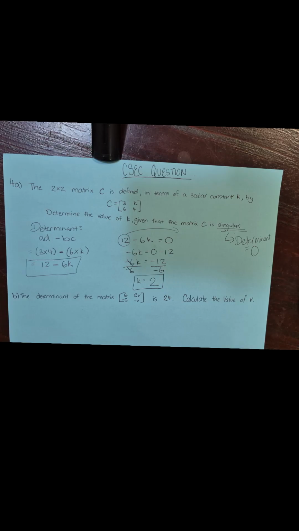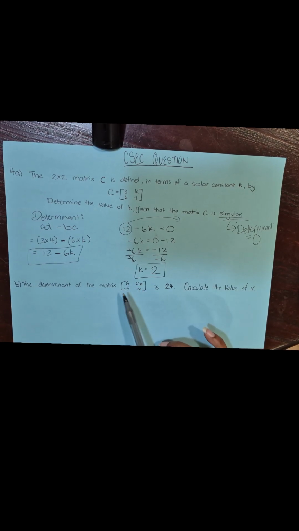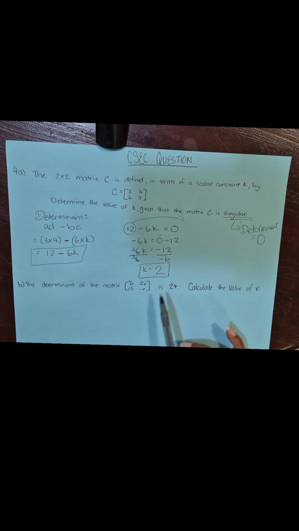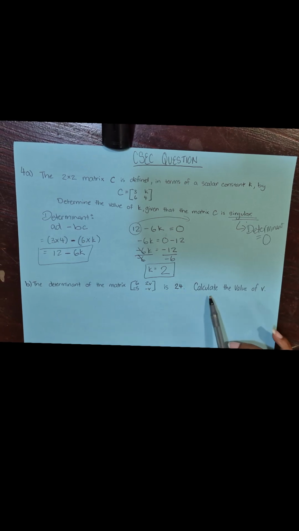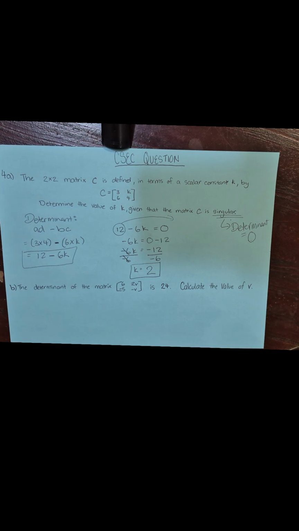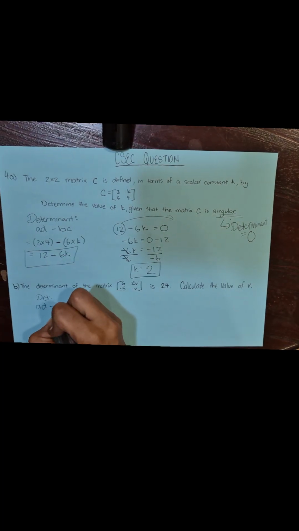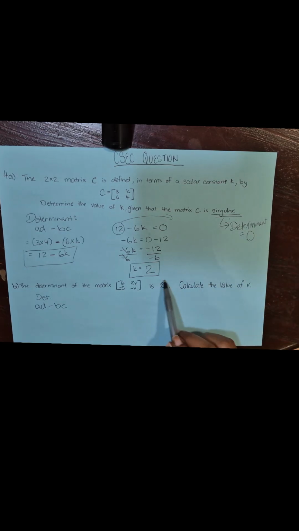And last one before we move on, the determinant of the matrix 6, 2V, negative 5, negative V is 24. Calculate the value of V. So we see they like these determinant questions that's actually algebra. So you need to do the determinant, which is AD minus BC, and then set it equal to what they told you it is. So if they said it was singular, it means it's 0. Now they're telling you the determinant is 24.